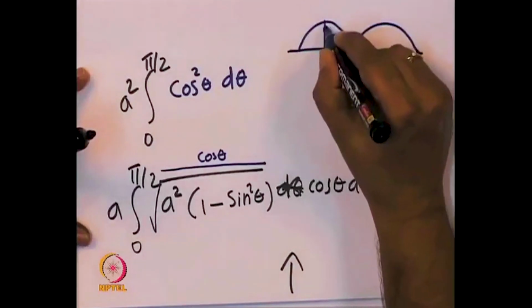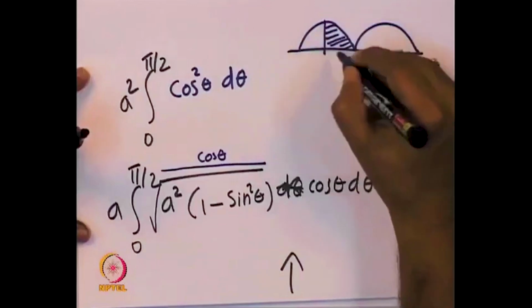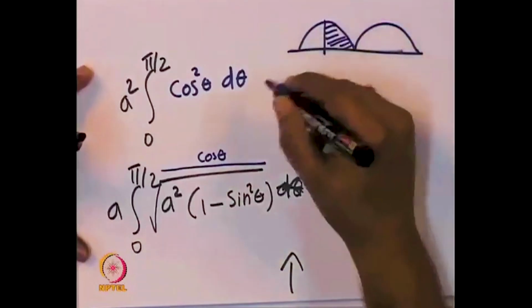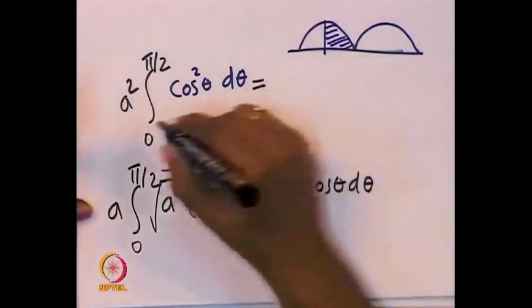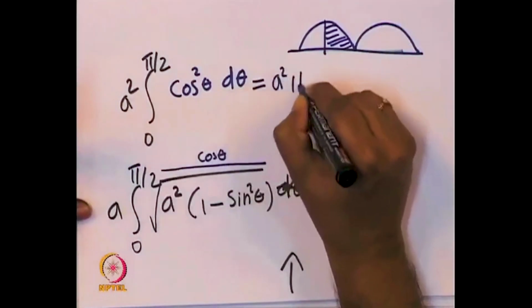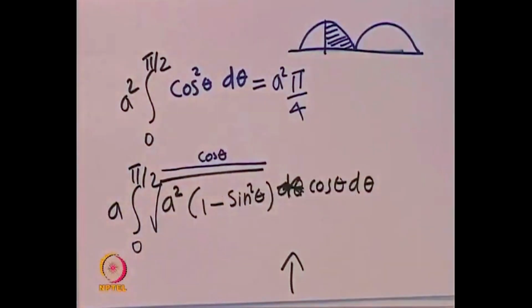So, at 0 cos theta is 1. So, 0 to pi by 2 will be one part of this. So, this will be like 1/4 of a circle again. So, this is another way of thinking about it, but you can do this. You will see again this answer is a square into pi by 4. So, you can do this in different ways. You will end up seeing that the answer is pi a square by 4.